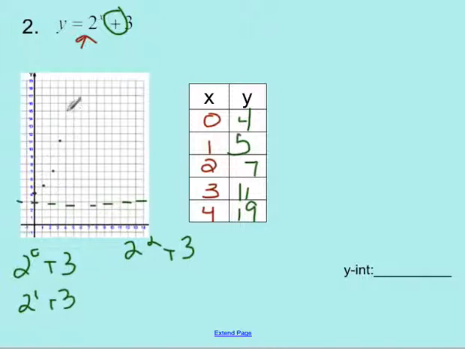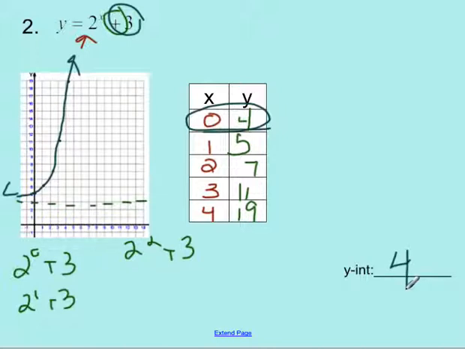And over 4, up 19, which is here. So now I'm going to go ahead and cross those. Remember that dashed line I drew in, that's my new line that I can't cross. Okay, so I'm not going to cross over that plus 3. I want to make sure that I stay above that plus 3. Your y-intercept is when your x is 0, so my y-intercept there is 4.